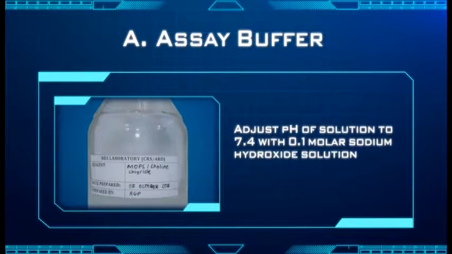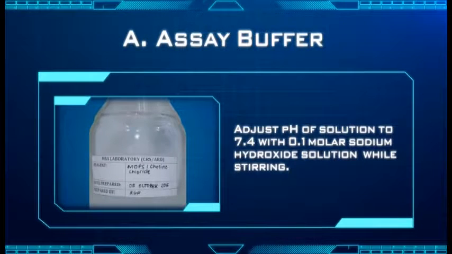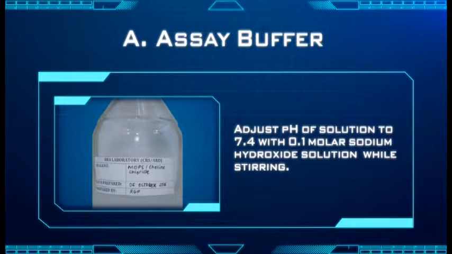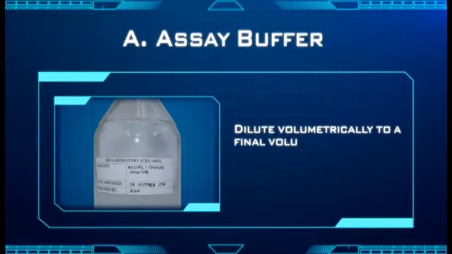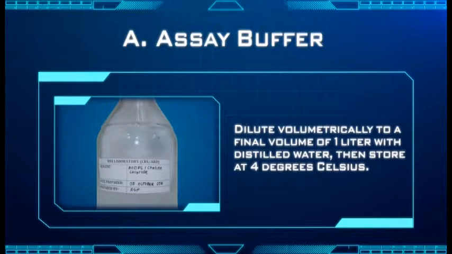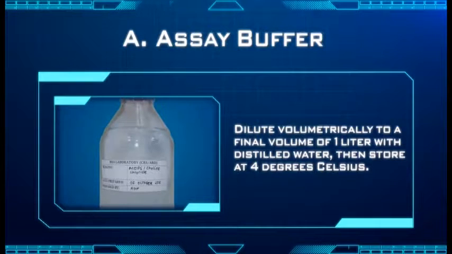Adjust pH of solution to 7.4 with 0.1 molar sodium hydroxide solution while stirring. Dilute volumetrically to a final volume of 1 liter with distilled water. Then store at 4 degrees Celsius.